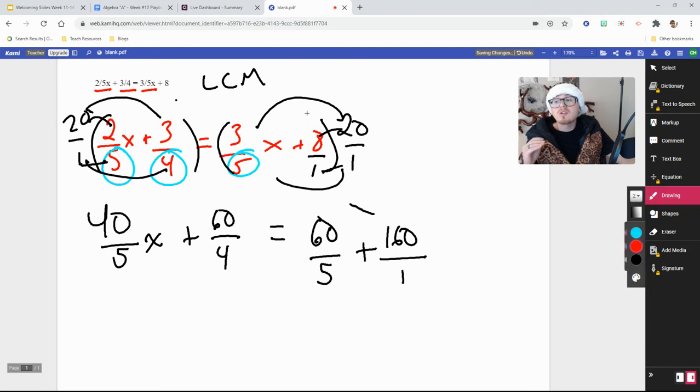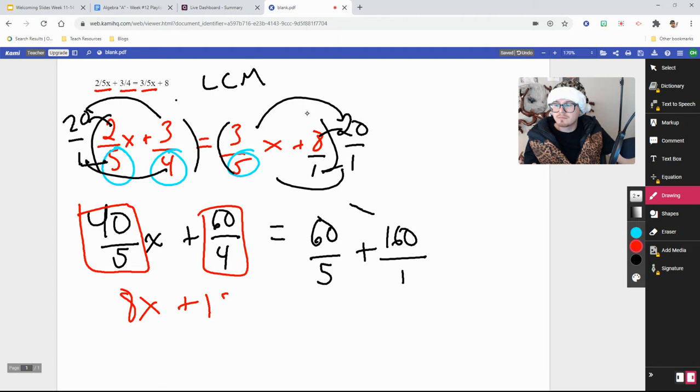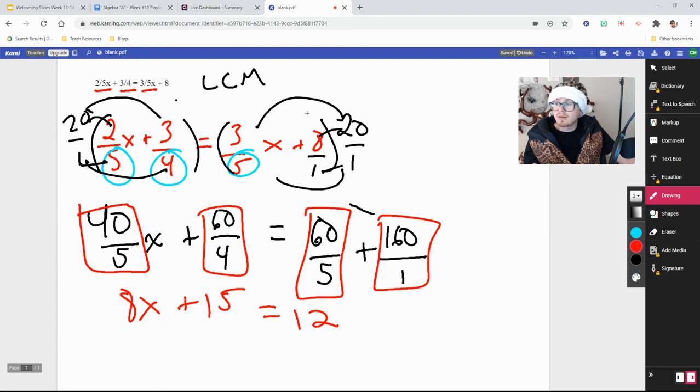So here's what we got. I distributed the 20, and you're like, but you said all these fractions will go away. They're going to, because you can do 40 divided by 5 and get 8. 60 divided by 4 and get 15. 60 divided by 5 and get 12. And 160 divided by 1. Oh, I forgot, I dropped the x. My bad. And get 160.